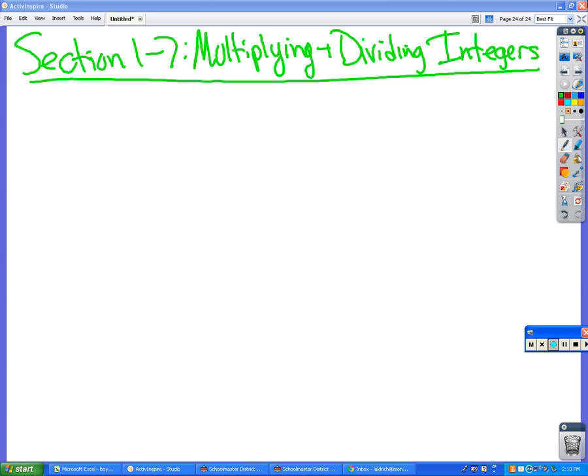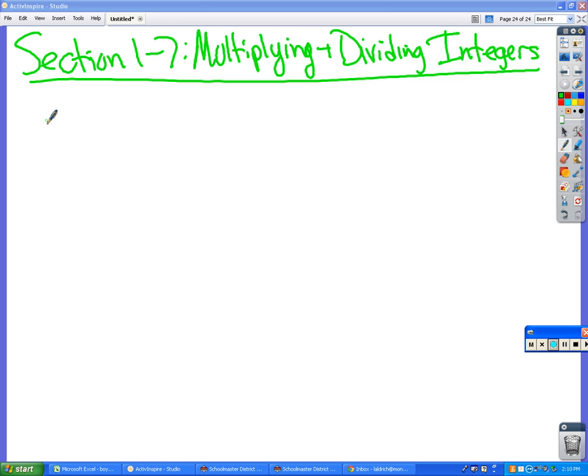Okay, so the good news is, the bad news was, like I said, you guys struggled a little bit with the subtraction. But the good news is, multiplying and dividing integers, way easier, okay? Here's what you need to know for multiplying and dividing two integers.